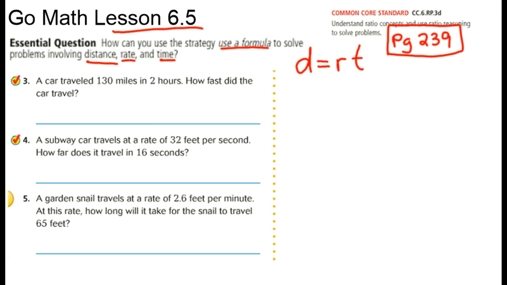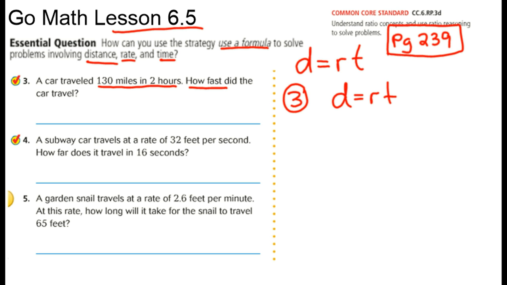Question number 3. A car traveled 130 miles in 2 hours. How fast did the car travel? So from the problem, we want to identify whether we have been given the d for distance, the r for rate, or the t for time. So question 3, we will always begin by starting with the formula. So we copy d equals rt.